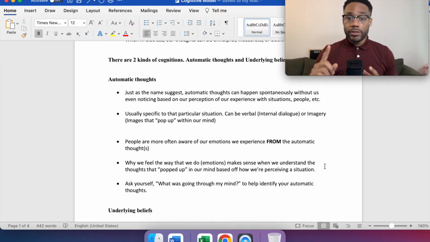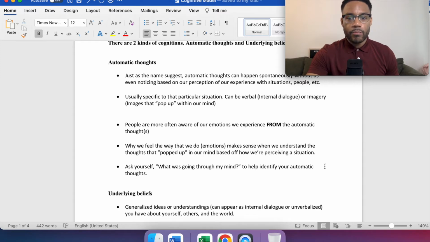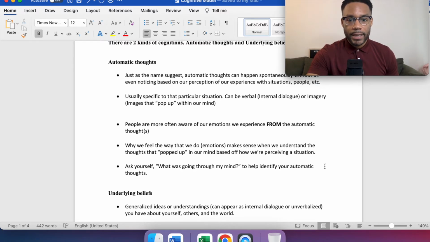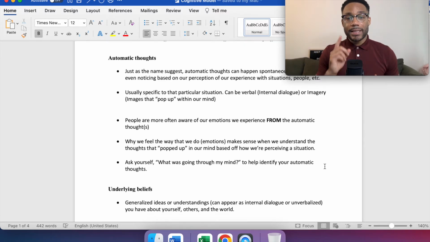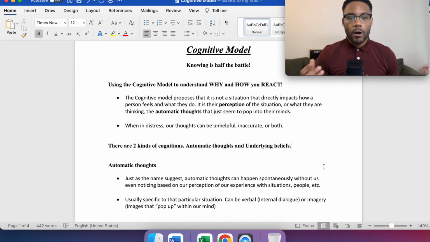What's interesting is when we're able to reflect back and say, what was going through my mind at that moment, how was I perceiving it, we tend to make more sense of our emotions. When we feel the way that we do, our emotions make sense when we understand the thoughts that popped into our mind based off how we're perceiving a situation. Ask yourself, what was going through my mind, to help identify your automatic thoughts. Keep in mind though, when in distress, our thoughts can be unhelpful, inaccurate, or both. So that's why it's really important to pay attention to how we've been perceiving whatever's been going on in that specific situation.